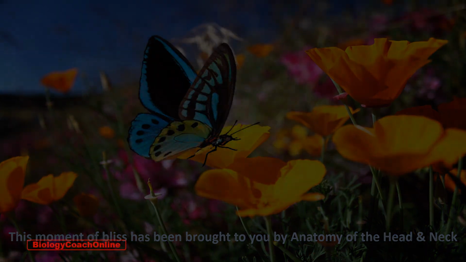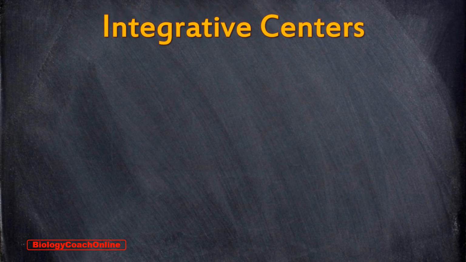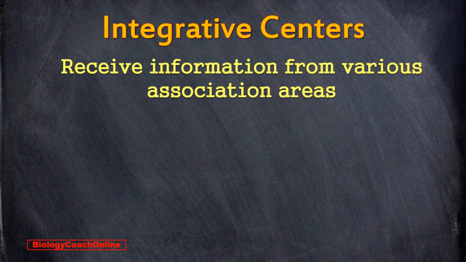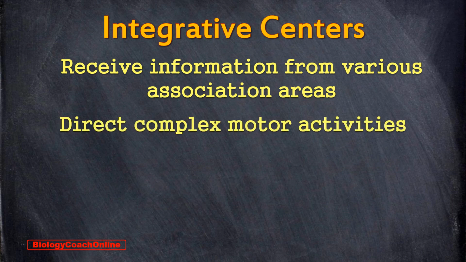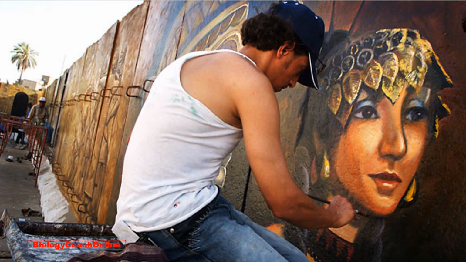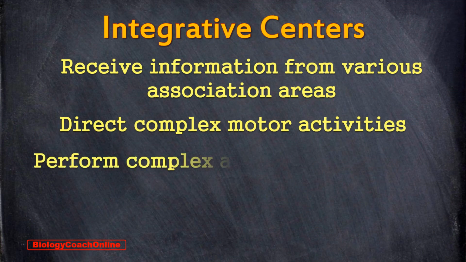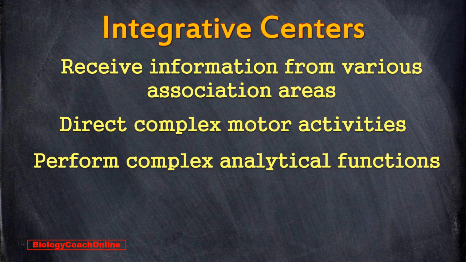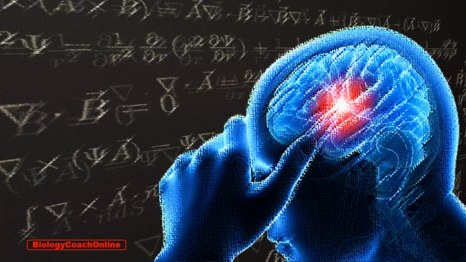Integrative centers are areas of the cortex that receive information from various association centers and by definition integrate or combine multiple sensory impulses and subsequently translate them into a motor response. So integrative centers or ICs are responsible for very complex motor activities. Think of, for example, sculpting or painting, which require very complex motor skills. ICs allow you to perform very complicated and abstract analytical functions as well. Well, that explains why I always had a headache in calculus class.